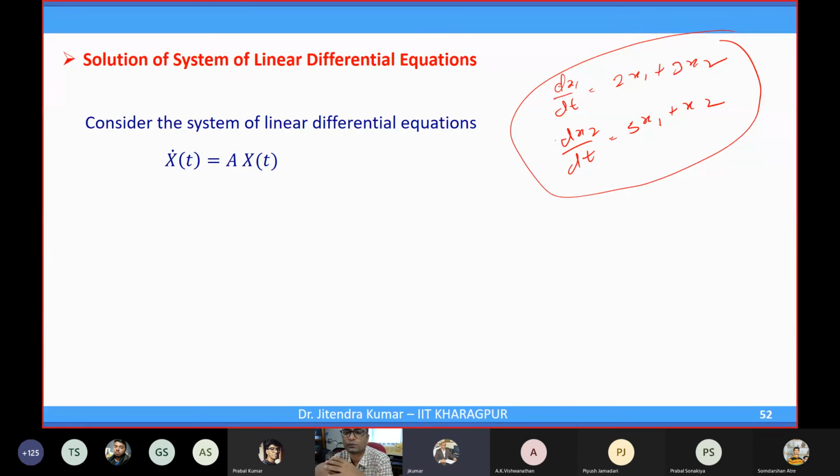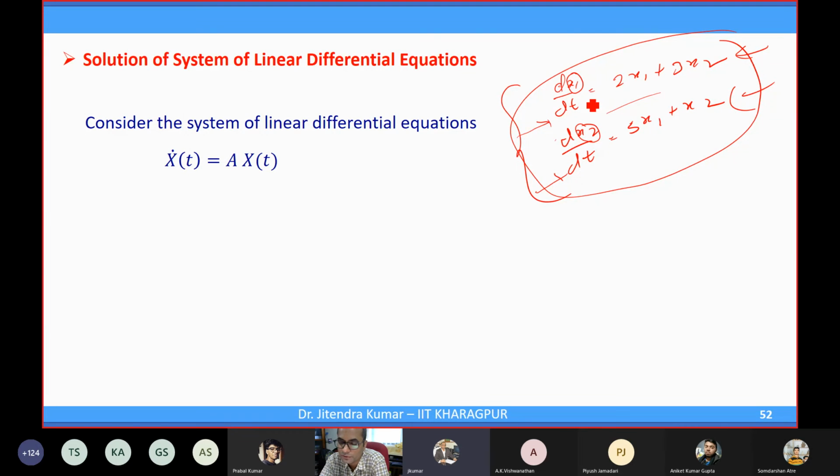System means you have more than one equation, so more than one dependent variable and one independent variable, because we are talking about ODEs, ordinary differential equations. Whenever you have only one independent variable, they are called ordinary differential equations. When you have more than one, they are called partial differential equations. So we are talking about ordinary differential equations now. We have two dependent variables x1 and x2, and their relation with the derivatives is given in the first equation and in the second equation. Our aim is to find the solution of this system.